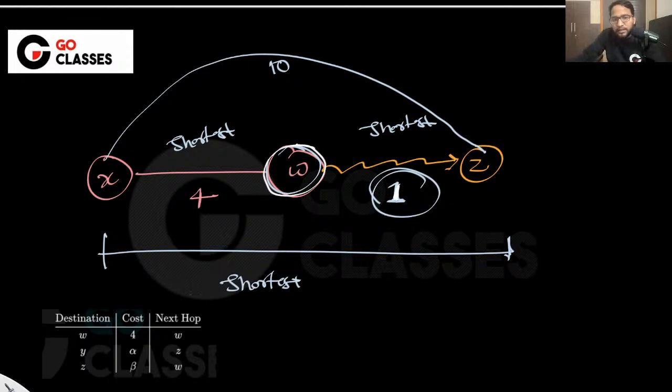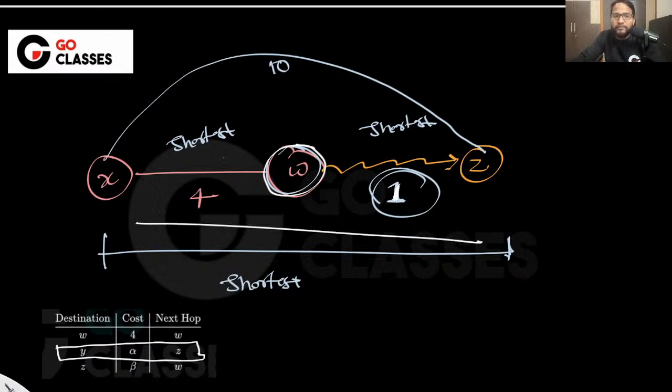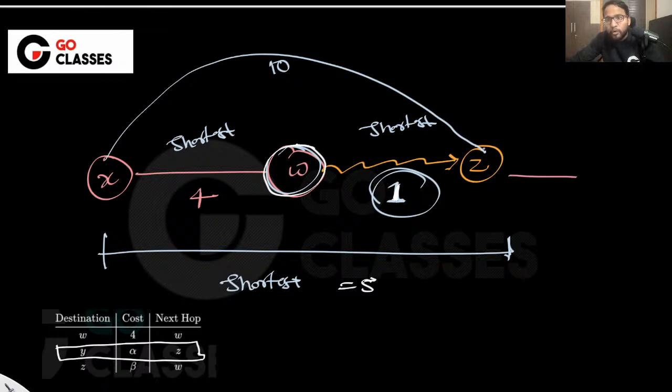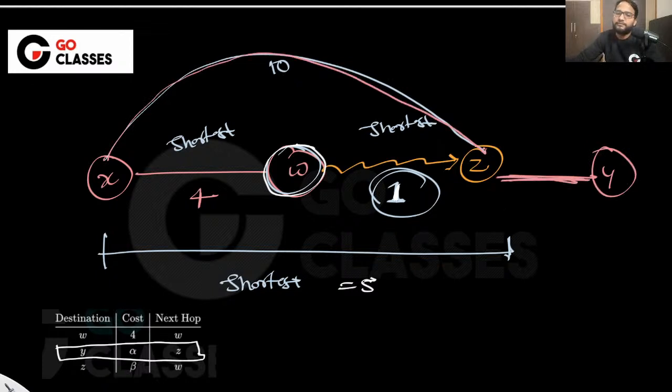The issue is this line. See, they are saying, if you want to go to Y, then go via Z. So if this is 1, then X to Z will be 5, right? This shortest will be 5. And then they are saying, if you want to go to Y, then go first to Z directly and then go to Y. They are saying this is shortest. They're also saying that this is shortest, right? So if it is 1, then you must be going to Z, not directly, I mean, via W, right?